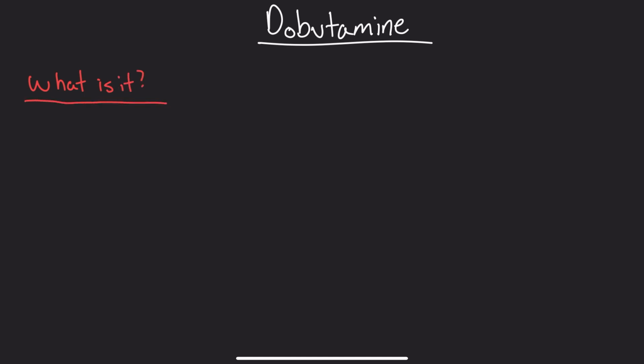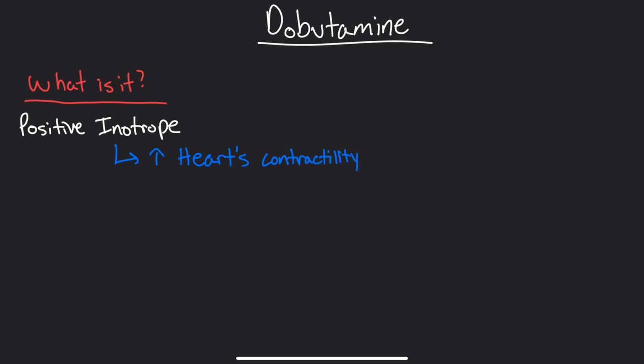Okay, so dobutamine is classified as a positive inotrope. What this means is, being an inotrope, it's going to cause an increase in the heart's contractility. So all that means is it really just indicates a stronger squeeze. So it's going to get a better ejection of blood out of that left ventricle. So that's going to help with improving your cardiac output. That's why you see this a lot for patients with heart failure, or maybe they're in cardiogenic shock.